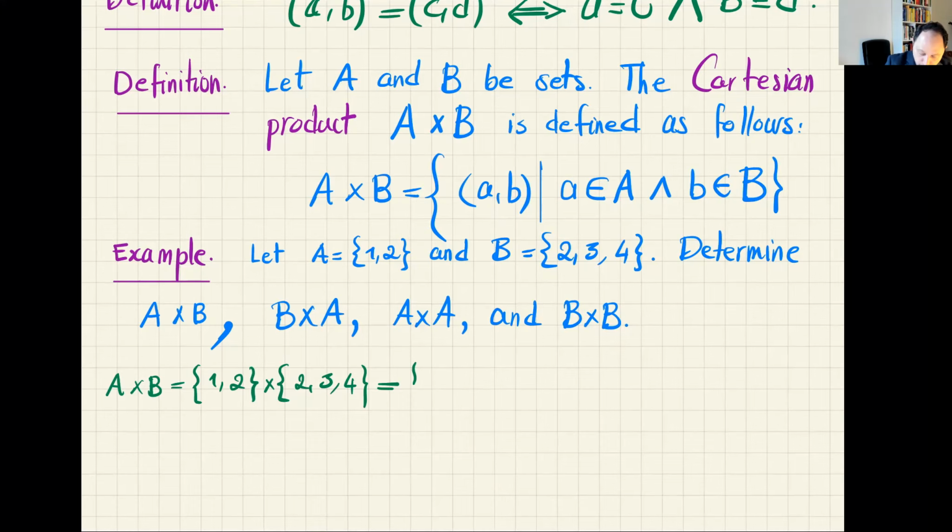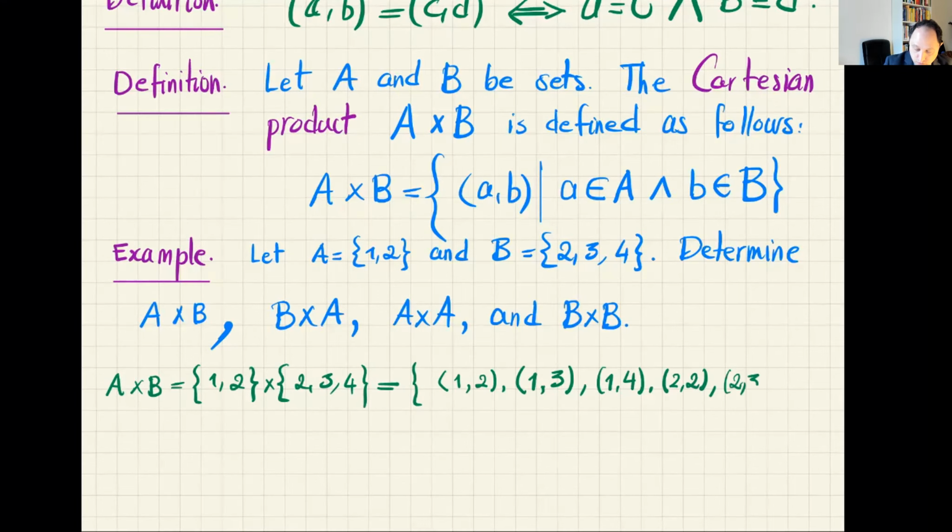So I will open a curly bracket, then I will choose 1 from the first one and 2 from the second one. I choose 1 from the first one and 3 from the second one. I choose 1 from the first one and then 4 from the second one. Then I will not have any option available for choosing 1 from the first one, so I have to switch to 2. Again, I choose 2 from the first one and 2 from the second one. I choose 2 from the first one, 3 from the second one, and finally 2 and 4. And these are the only options available.